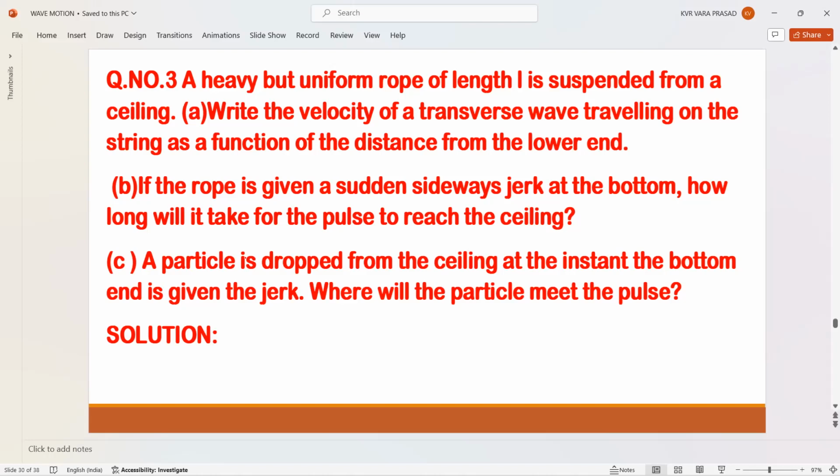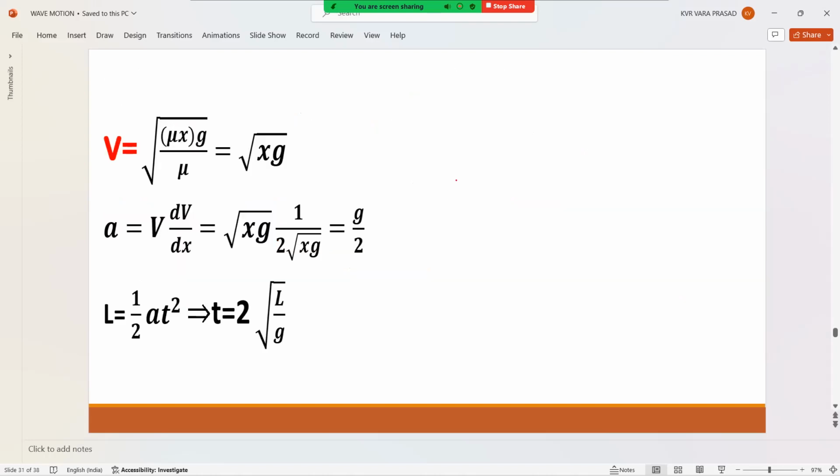See the first one, what we have to calculate. Velocity of transverse wave. Let us make a diagram here. This is the string which is hanging from a ceiling. He's asking as a function of distance from the free end. Let us take distance x from the free end. Now we have to focus, see how to start the problem. We have to find the velocity of the transverse wave, and for that the expression is v equal to root of T by mu.